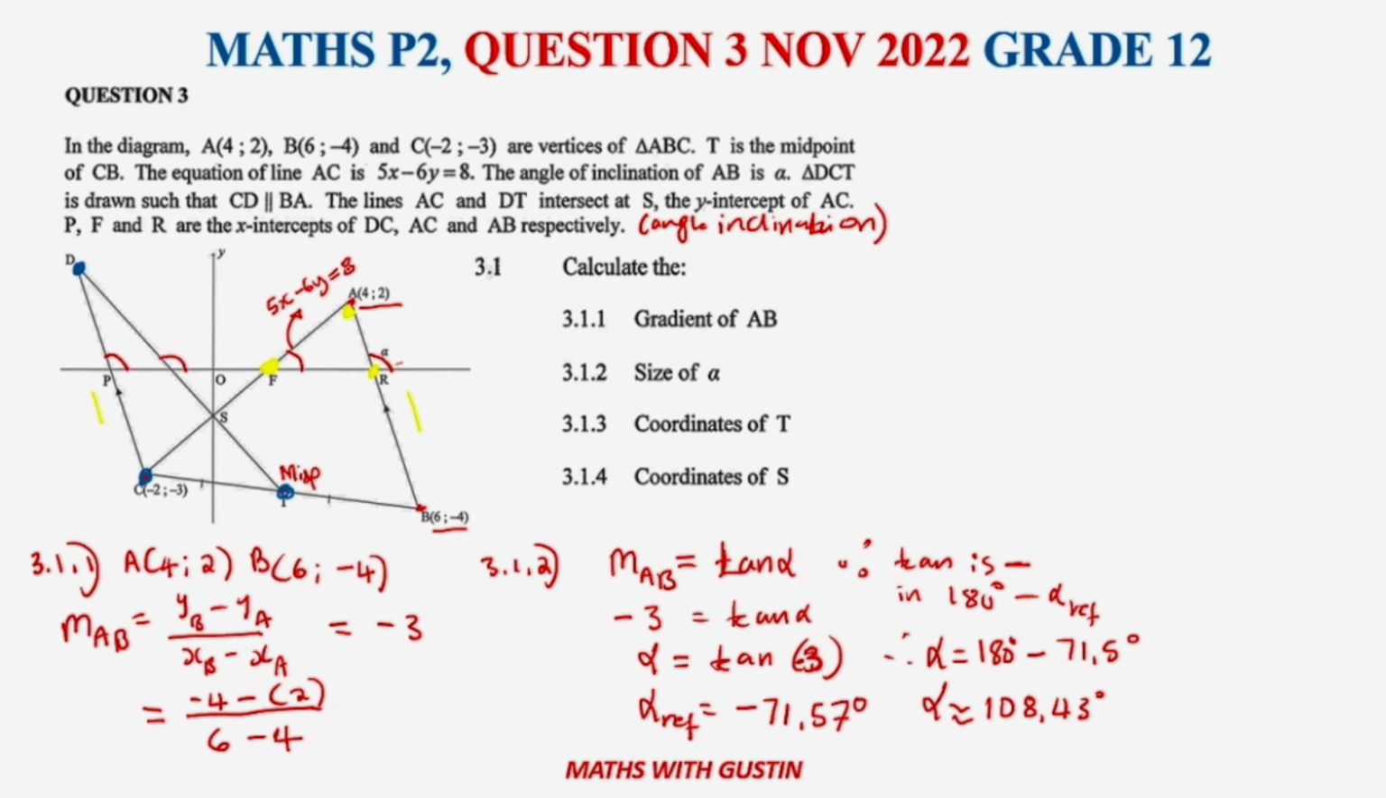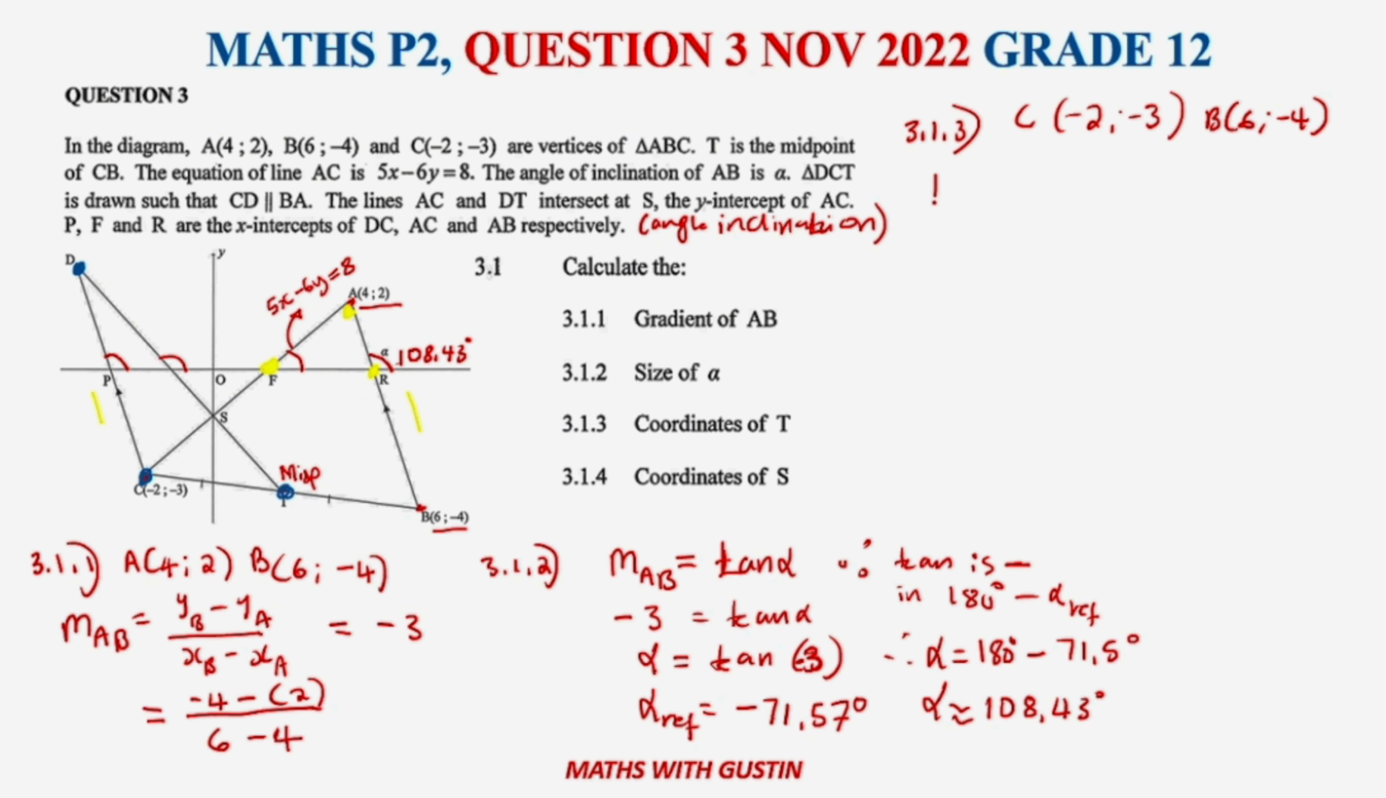All right, so we already got this one here. It's 108.43. Carefully putting it there. Right, great stuff. So moving right along, the coordinates of T. Now to calculate the coordinates of T, we know that T is the midpoint of CB. Let's come here. 3.1.3, coordinates of C are minus 2, minus 3. B is 6, minus 4.